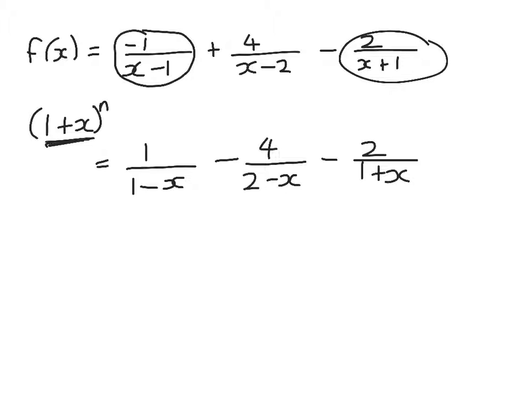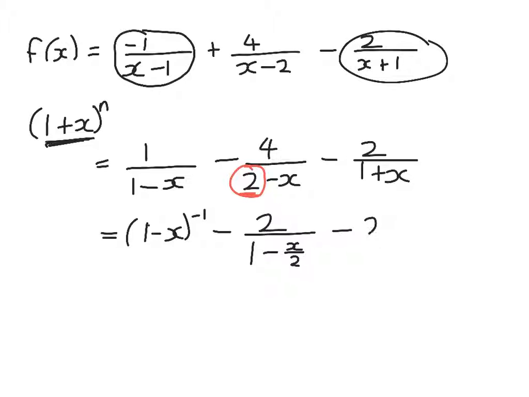The middle one we're not there with yet. Let's just see what we've got. Well, we don't like this 2 in here. So with the first term, we can now write it as 1 minus x to the negative 1. But with this one, I'm going to divide the top and bottom by 2. It's going to give me this, minus 2 over 1 minus x on 2. And then this one is already good, so that's in that pattern.